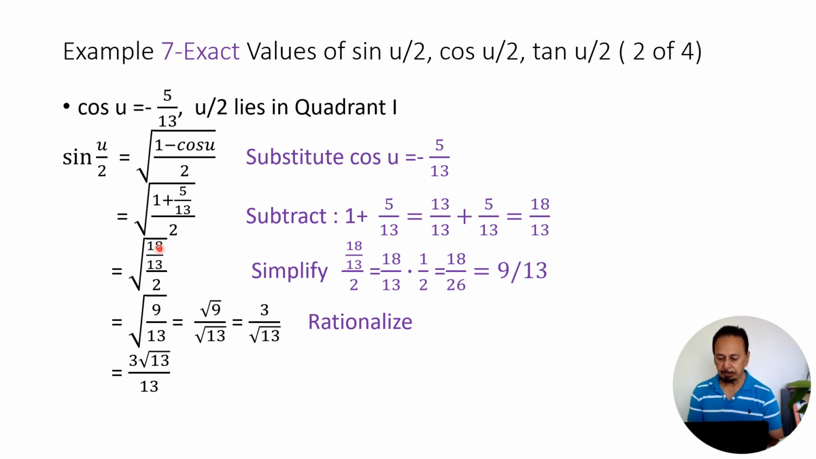So this becomes equal to square root of 9 over 13. Now we can break down into two radicals, square root of 9 over square root of 13. Square root of 9 is 3 and square root of 13 stays. Now we rationalize, multiply square root of 13 here, square root of 13 here. Simplify, you will get 3 times square root of 13 over 13.